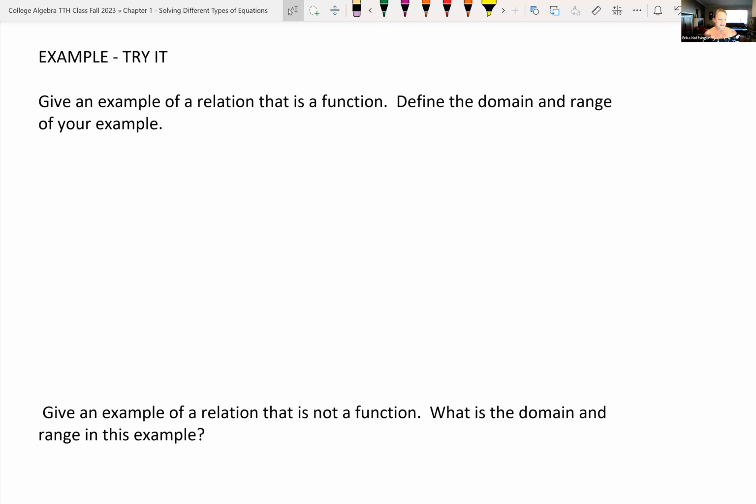So you had some time to think about an example of a relation that is a function. Define the domain and the range of an example. So an example could be going to the gas station. If you went to the gas station and you decided to pump, let's say, just the unleaded 87 octane gas into your tank at one gas station, then the number of gallons that you pump in is going to be our domain, and our range is going to be the cost.